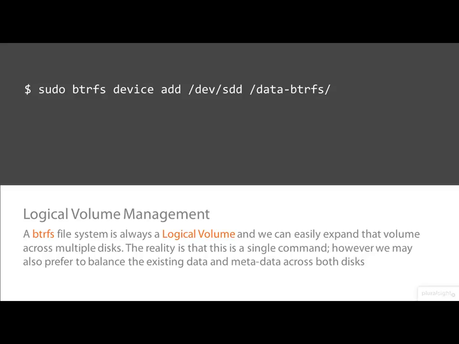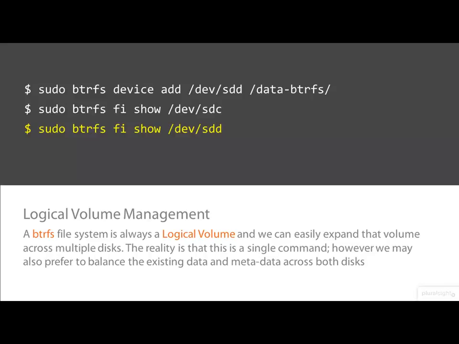No partitioning, no anything else, no resizing the file system, and it's all going to be completed with this single command. We can see the information, and by default it will be spread across both disks. So the metadata about what makes up the volume will be stored both on SDC and SDD. Looking at the FI show for SDC and SDD, they should show the same information.